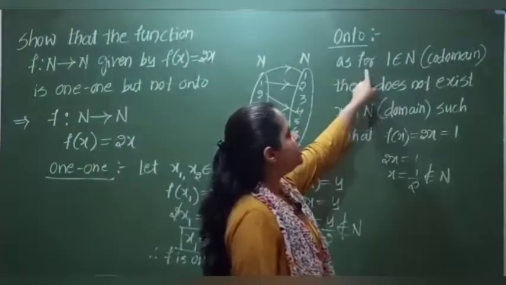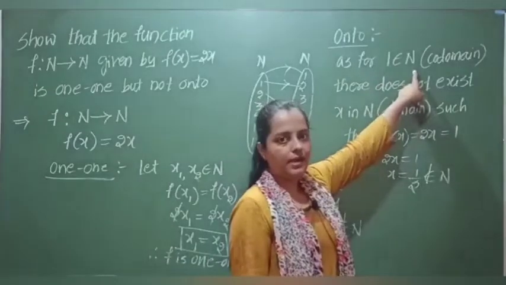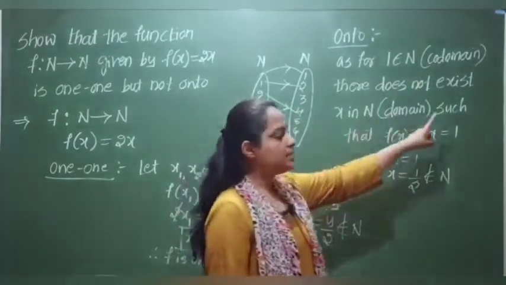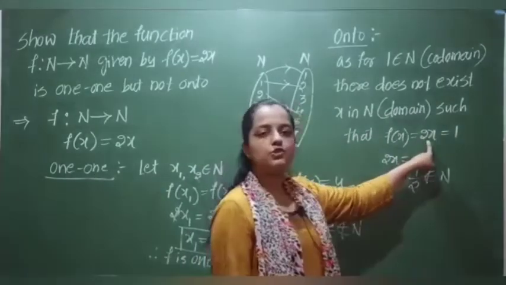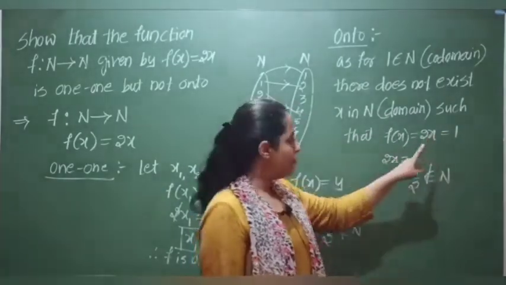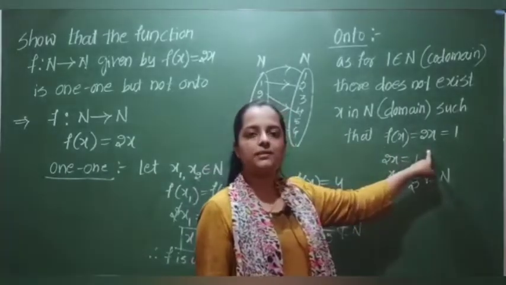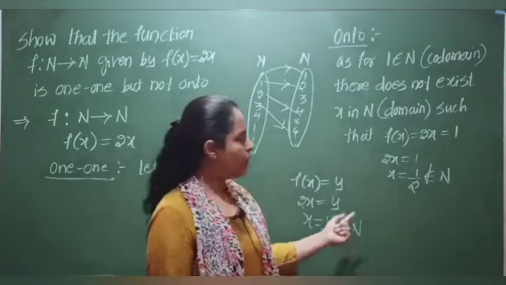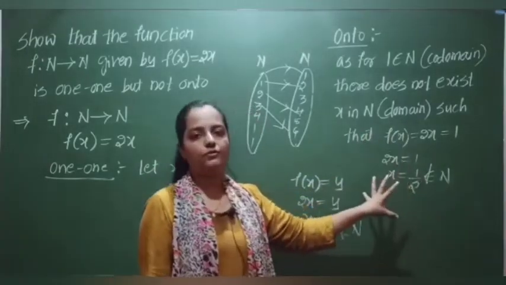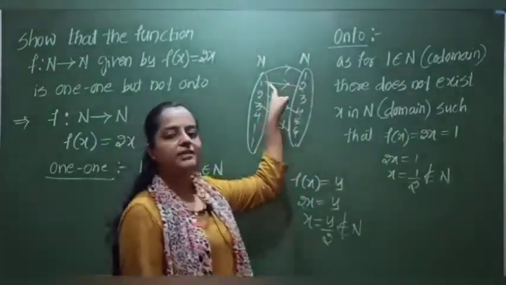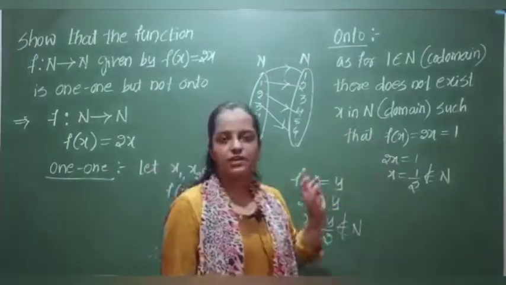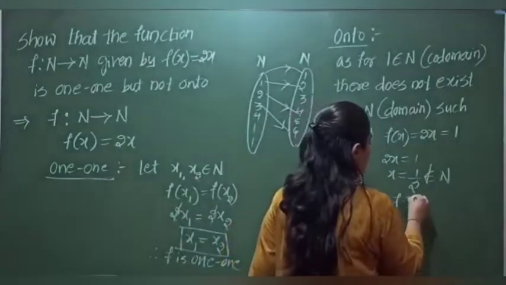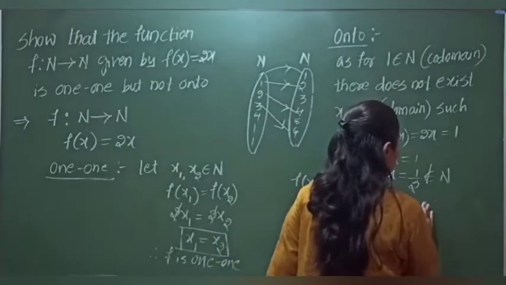So how to write? As for y belongs to N, there does not exist x in N such that f of x is equal to 2x, that is y is equal to 2x. Therefore x is equal to y by 2, which does not belong to N. Therefore this function is not an onto function. Therefore f is not onto.